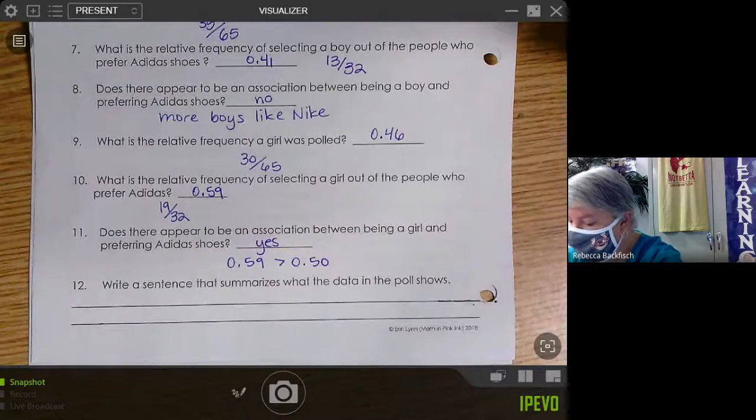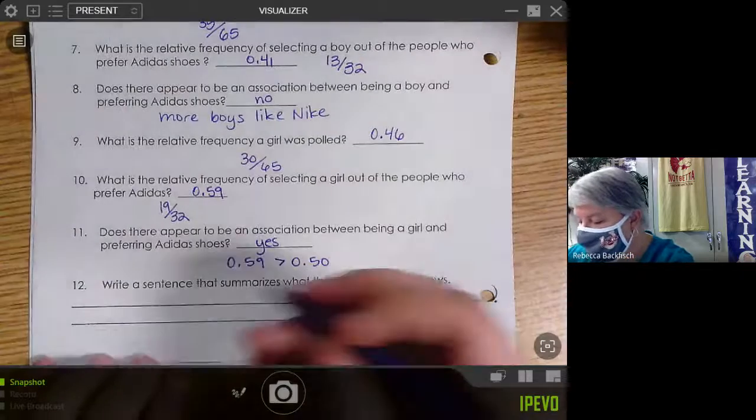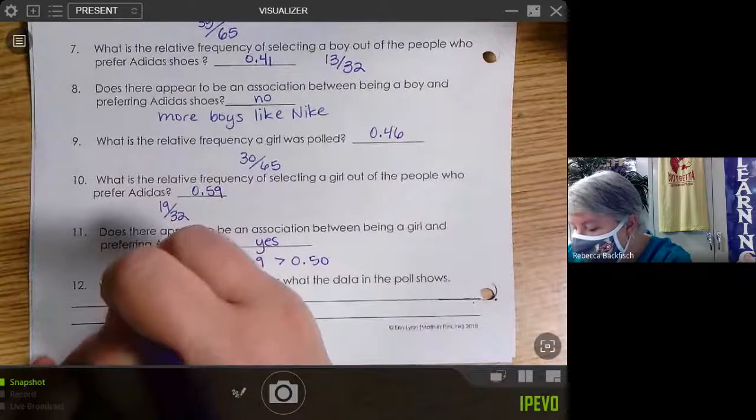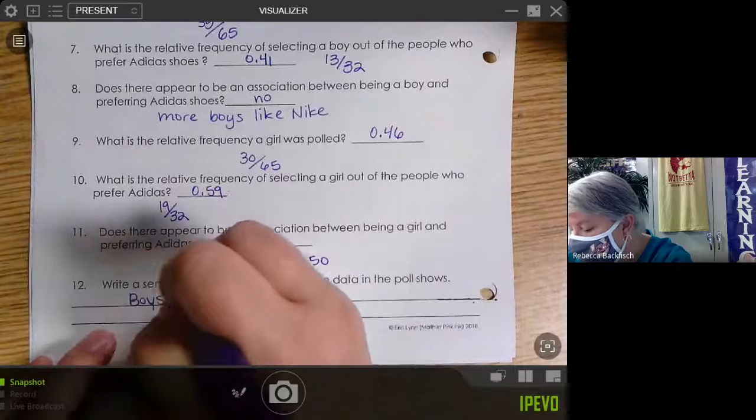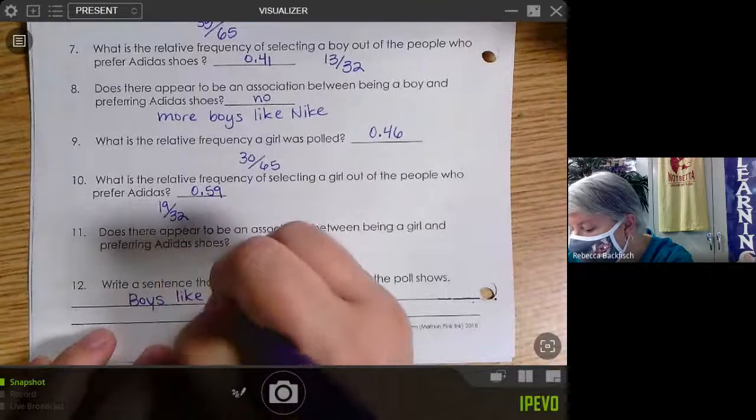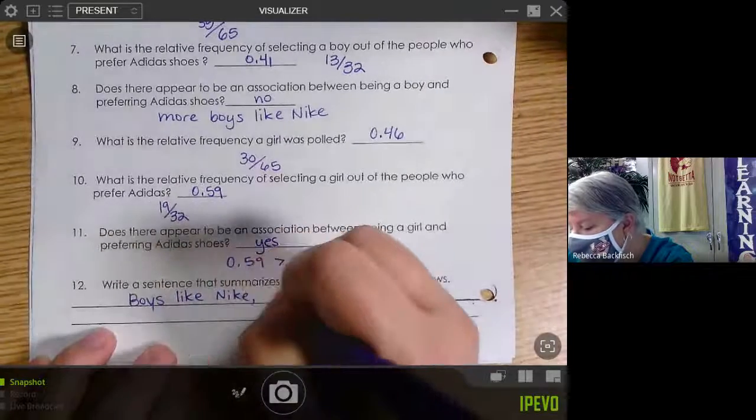Okay. Write a sentence that summarizes the data. They're just basically saying boys tend to like Nike and girls like Adidas. That's what that loosely shows.